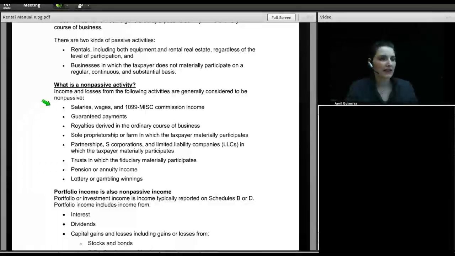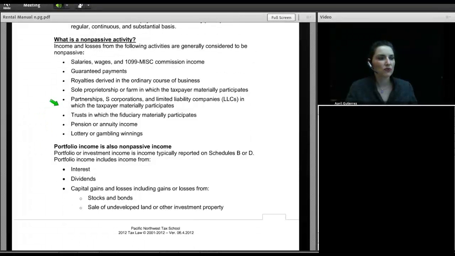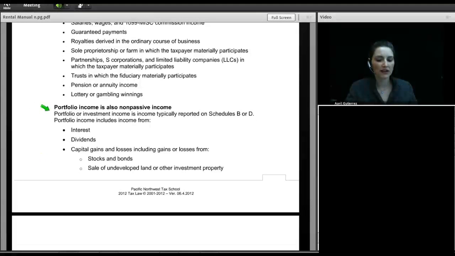What is a non-passive activity? Income and losses from the following activities are generally considered to be non-passive. Salaries, wages, and 1099 miscellaneous income, guaranteed payments, royalties derived in the ordinary course of business, sole proprietorship or farm in which the taxpayer materially participates, partnerships, S corporations, and limited liability companies in which the taxpayer materially participates, trusts in which the fiduciary materially participates, pension or annuity income, lottery or gambling winnings. These are all non-passive forms of income or non-passive activities.